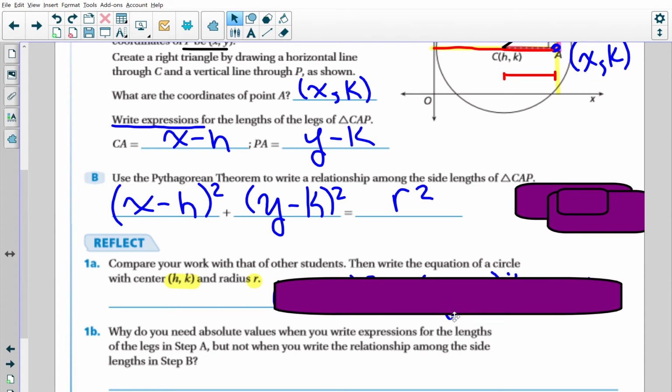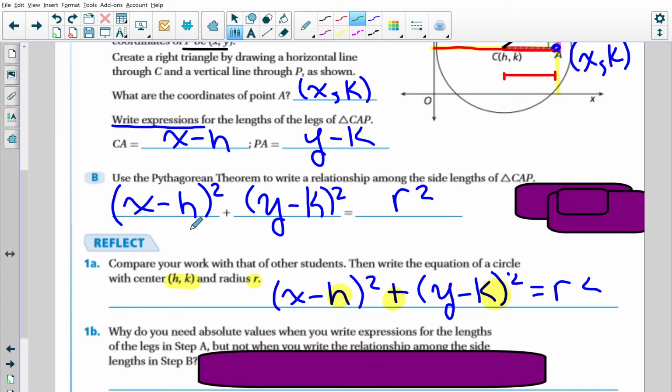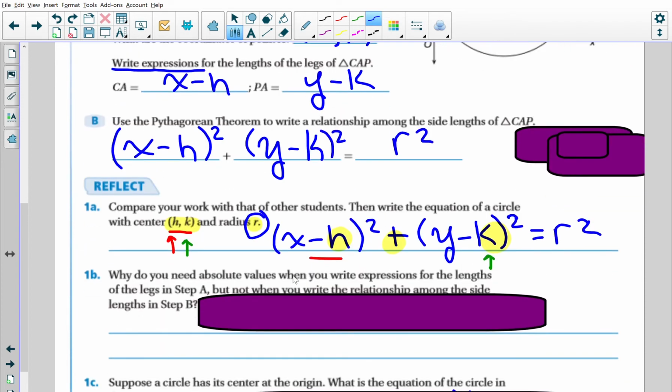So this is pretty obvious. We already did this. I'm just going to keep going. If the center is HK, the x goes with the h and the y goes with the k. So you just plug those in and square those puppies. And then the r must be squared. Okay, that's the general form of an equation. Write it down. Put it in Sharpie on your face so when you look in the mirror you see it.